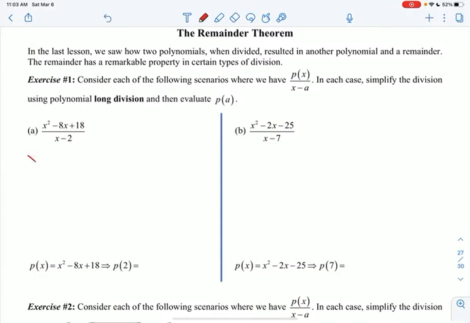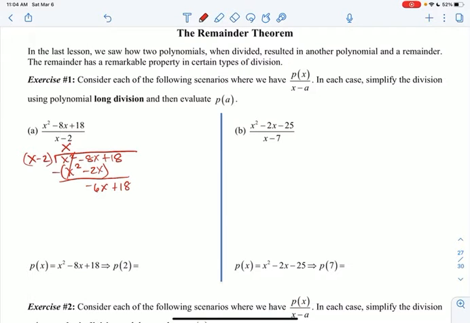So I have x minus 2 and x squared minus 8x plus 18. All right, so x goes into x squared x times, and then I just multiply the x times this x minus 2 out here, and that gives me x squared minus 2x. Then I'm subtracting this whole thing, so the x squareds cancel out. Negative 8x minus negative 2x is negative 6x, and then I bring down the 18.